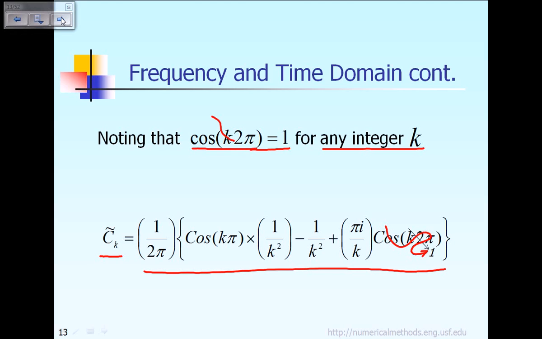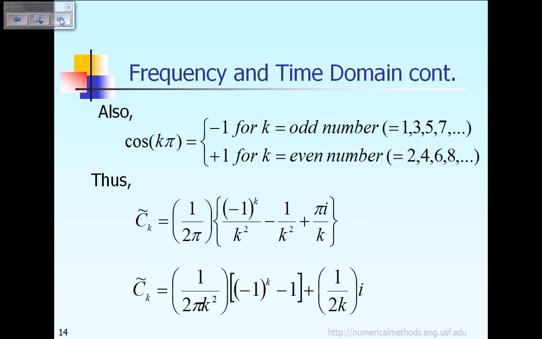The value of cosine of k pi, on the other hand, may have a different value depending on the value of the index integer k, as I explained to you on the previous slide. So far, the last equation that you see on the screen gives you the formula for c tilde k. Now, let's see what we can do.